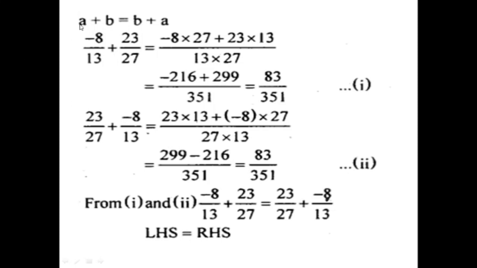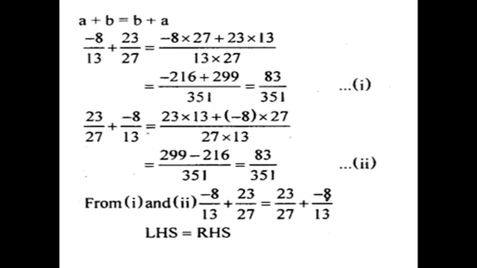Here we have taken a as minus 8 upon 13 and b is taken as 23 upon 27. Now with the help of these two numbers, we'll prove that a plus b is equal to b plus a. First of all, a plus b means minus 8 upon 13 will be added with 23 by 27. This is the second case of the addition of rational numbers where the denominators are not the same.